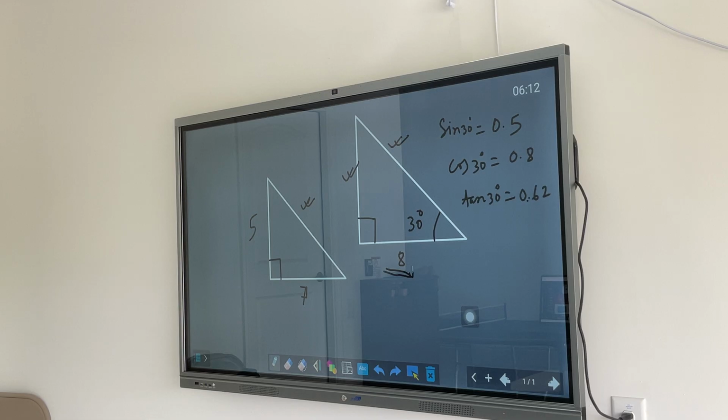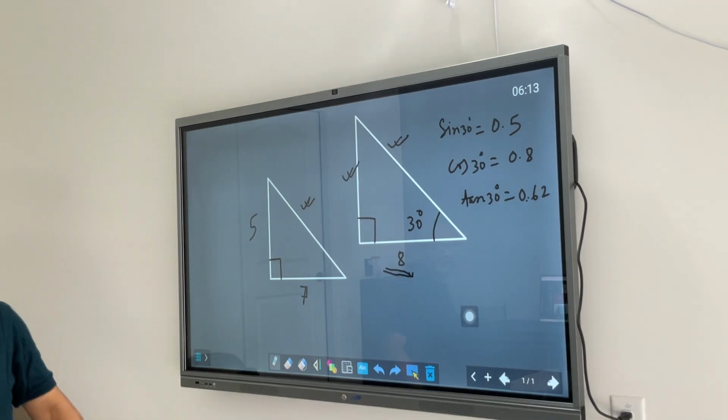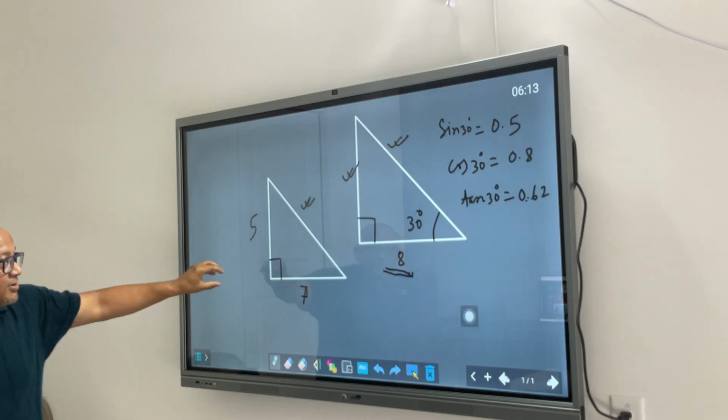Right side of the board. I always thought right is always right, but that's not the case. Can you see it now?